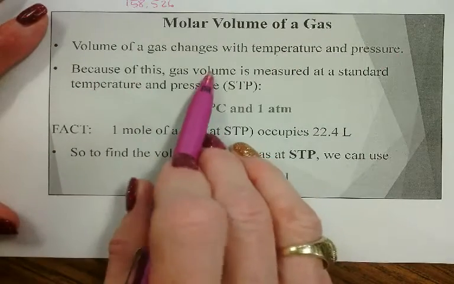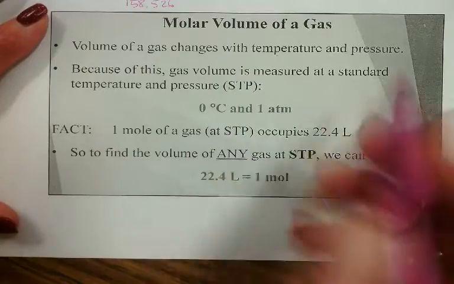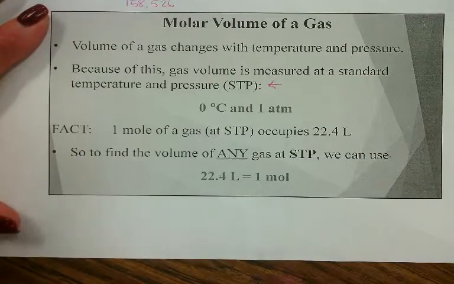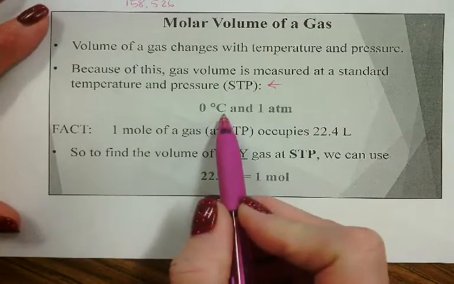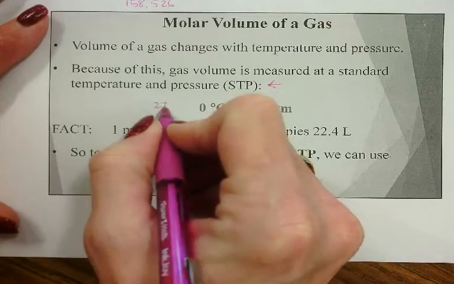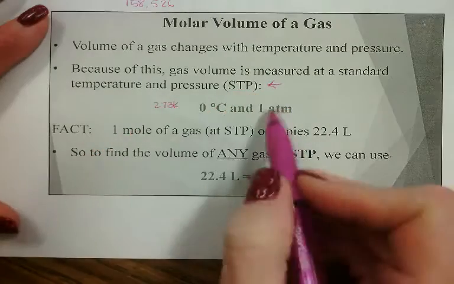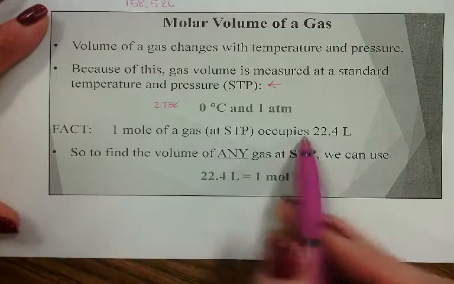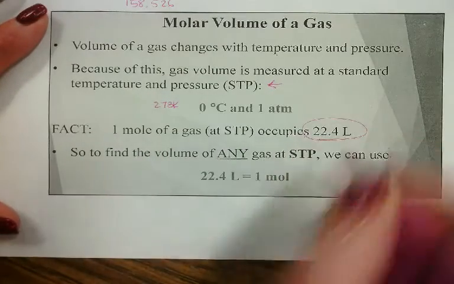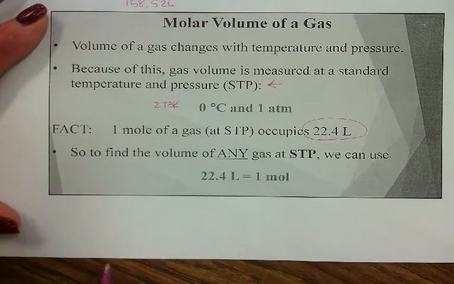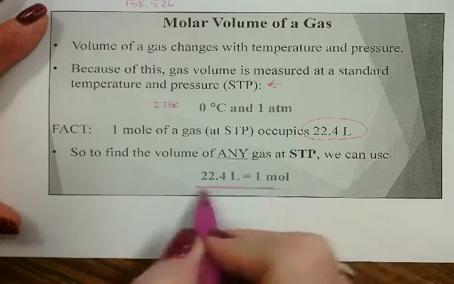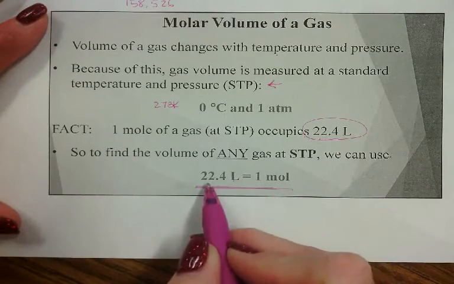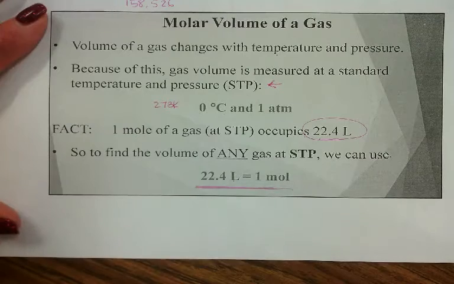Because temperature changes and it increases pressure, gas volume is measured at standard temperature and pressure. STP just means standard temperature and pressure. Standard temperature is 0 degrees C, which is also 273 Kelvin, and 1 atmosphere pressure. 1 mole of gas at standard temperature and pressure is equal to 22.4 liters. So this is going to be our new conversion factor. If we see liters, or volume, we use 22.4 liters equals 1 mole.